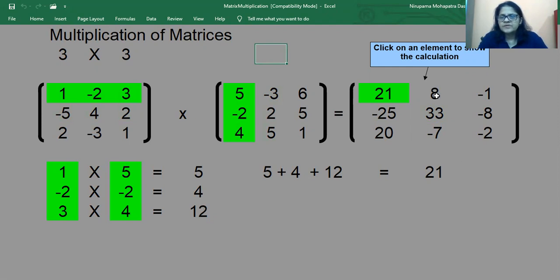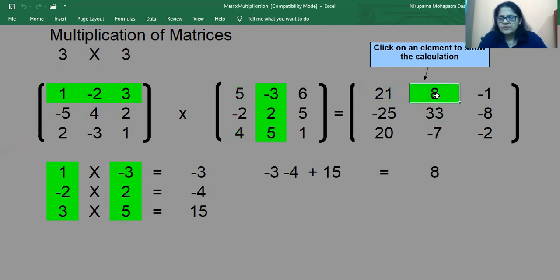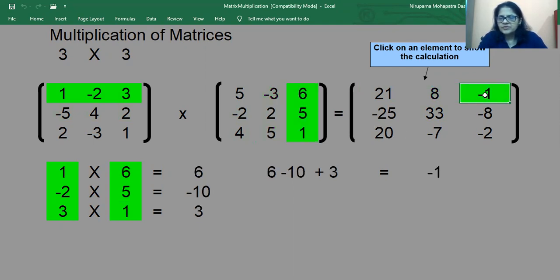Okay, let me take this one, R1C2, right? I mean the element of the first row and second column of the product matrix. You can see here what we need to take: the first row from the first matrix, the second column from the second matrix. Then we can take the sum of the products. Then the first row, third column element of the product matrix. You can see, again, first row and third column.